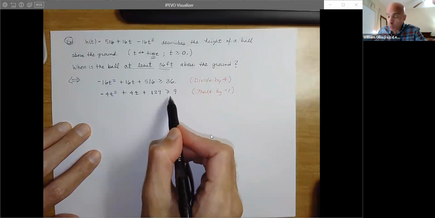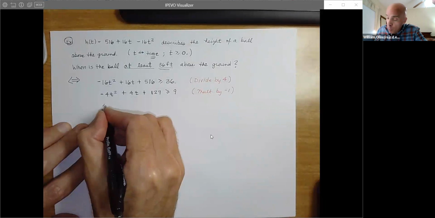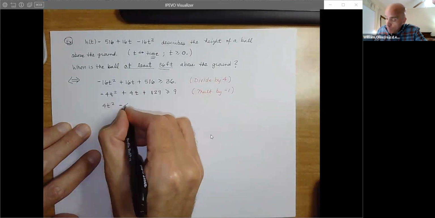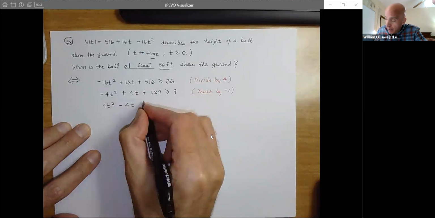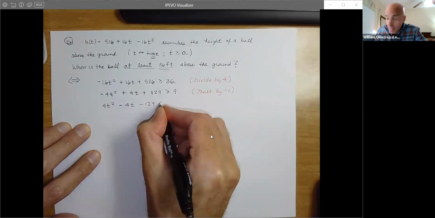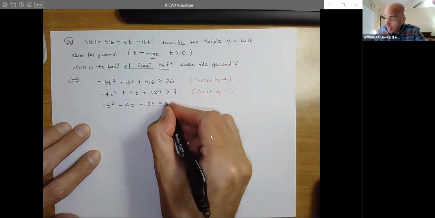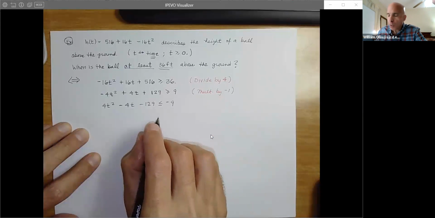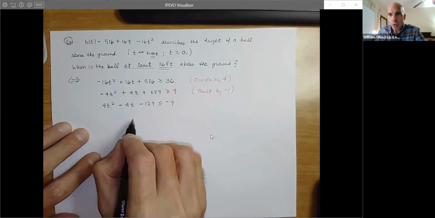See, that's what we have to remember. So we're going to get a 4t squared minus 4t minus 129 less than or equal to -9. Now, this might be slow and painful, but this is what gets us where we want to go.